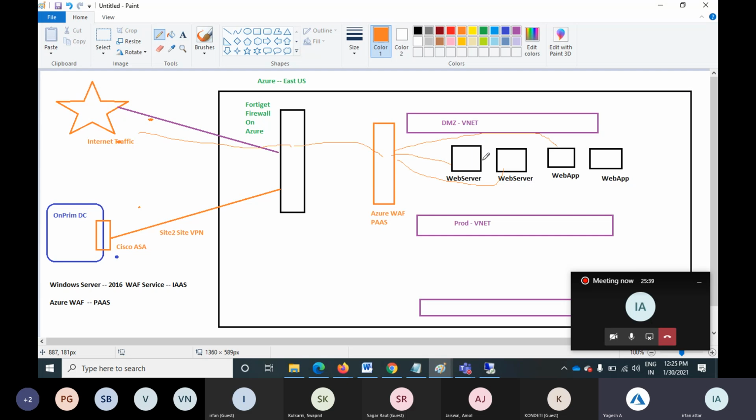For testing purposes, if we take a pay-as-you-go account, how much do they charge for Azure WAF? WAF is around 15 to 20 rupees per hour, not more than 30 rupees.